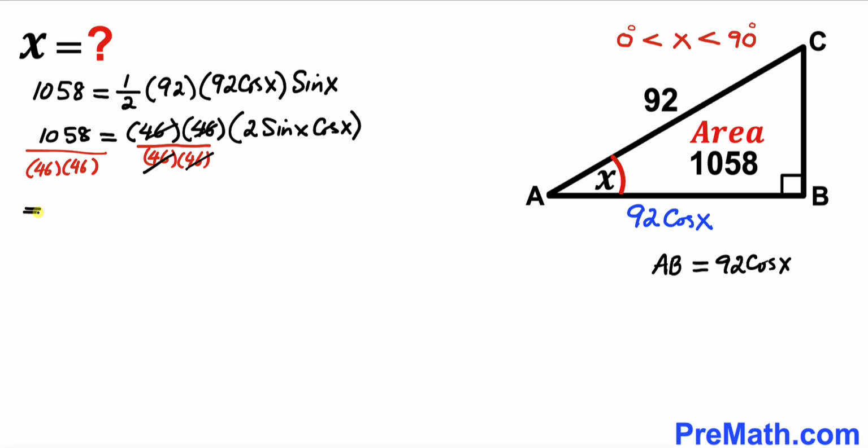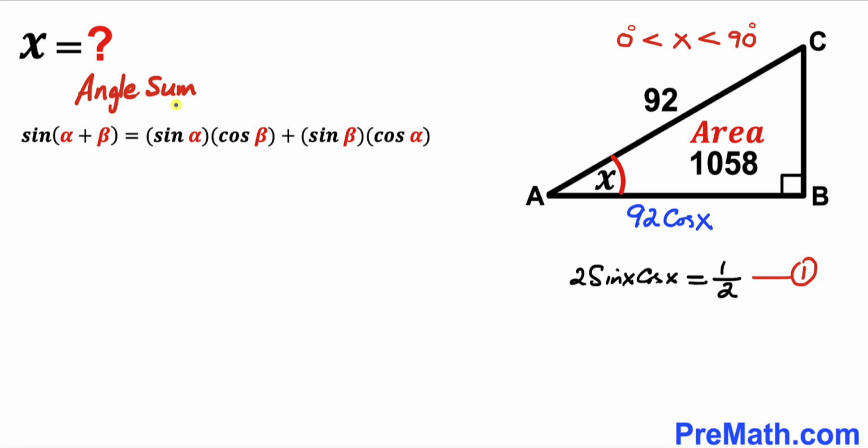So we end up with 2 sine of X times cosine of X equal to, if we simplify the left hand side, 1 divided by 2. Let me call this our equation number 1.